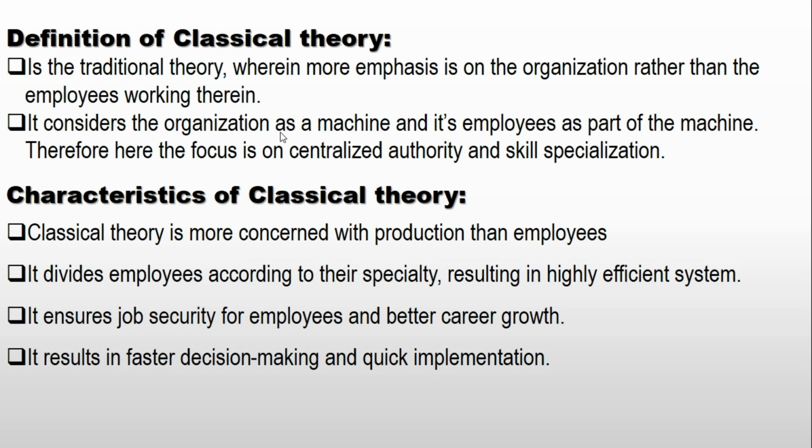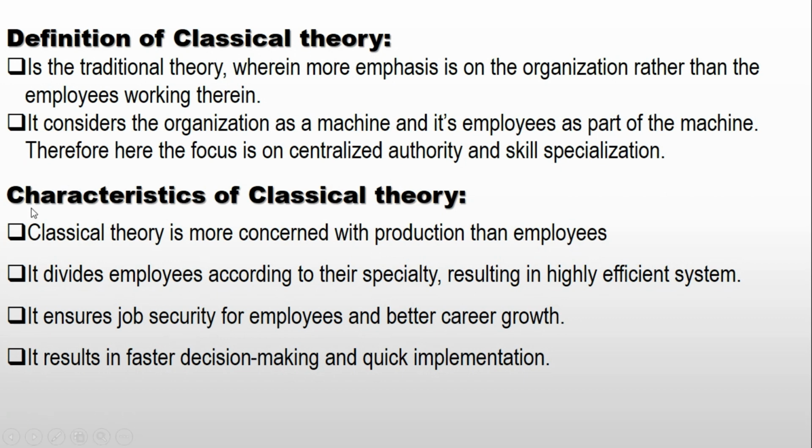So, to define what classical theory is, we are saying that it is a traditional theory wherein more emphasis is on the organization rather than the employees working therein. So it considers the organization as the machine and its employees as part of the machine. Here you can think of any type of machine that you are quite familiar with and relate the concept to that. So this classical theory is focusing on centralized authority and skill specialization.